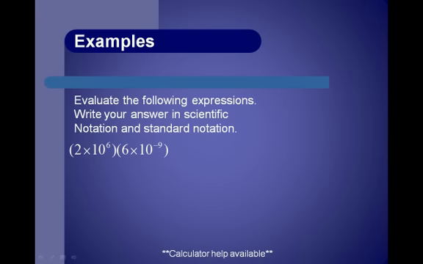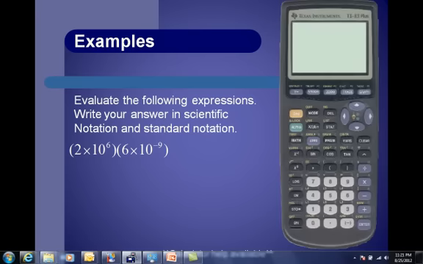This is a great check. Okay, we're going to enter this just like it's shown. So we're going to do parentheses 2 times 10 to the power of 6. Close that parenthesis, times, then in the next set of parentheses, 6 times 10 to the power of negative 9. When we do it, that gives us standard form, which is our 0.012.